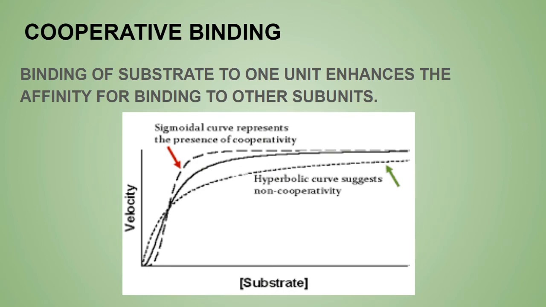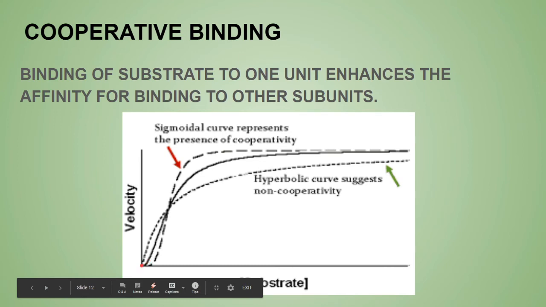Now next is cooperative binding. In this, the binding of a substrate to one subunit enhances the affinity for binding to another subunit. Remember, this is mainly seen for oxygen binding to hemoglobin. When oxygen binds to a particular hemoglobin, it increases the affinity of that hemoglobin for binding other oxygen as well. So remember, this is the diagram for it.